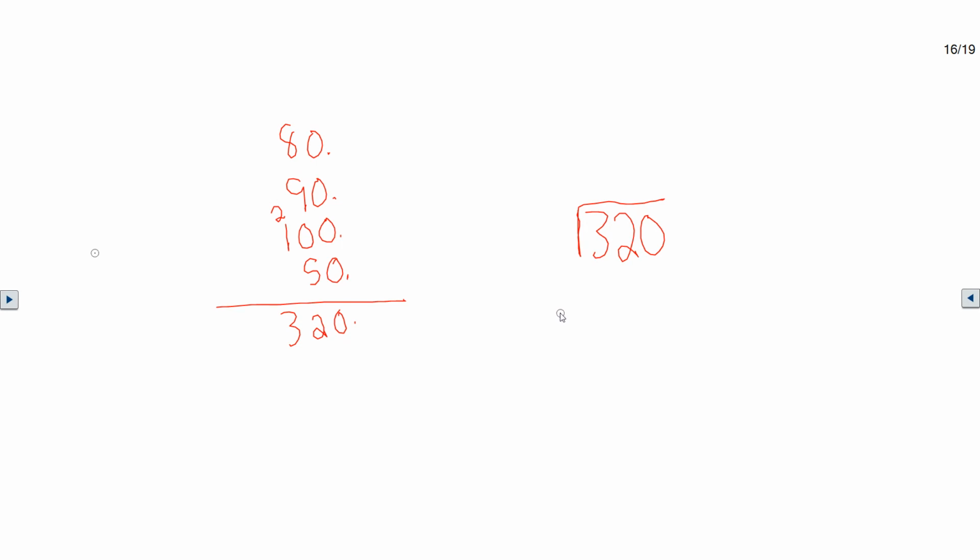Now we have to figure out what we're going to divide it by. How many of these do we have? 1, 2, 3, 4. We have 4 grades. 4 goes into 32 eight times. 8 times 4 is 32. 0. Bring that 0 down. 4 goes into 0 zero times. We have to put something here, 0. So I know that my average is an 80%.